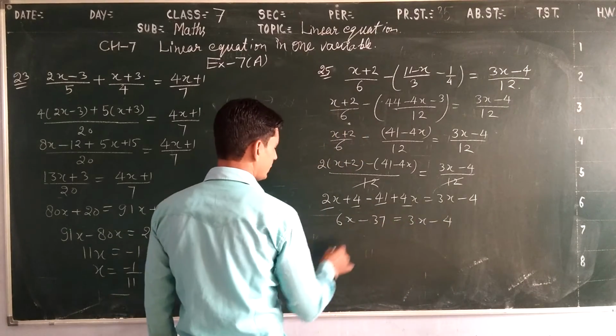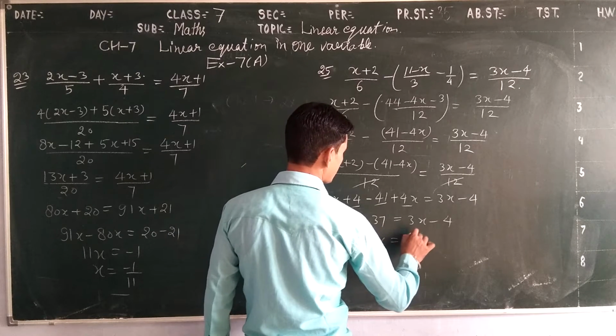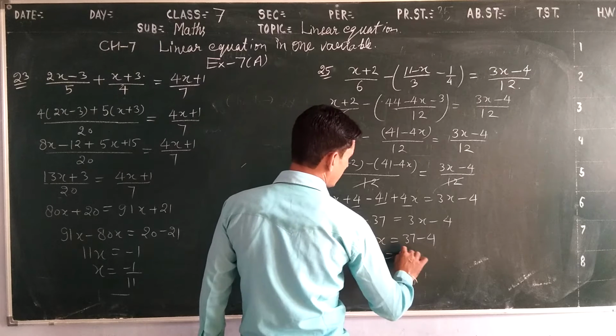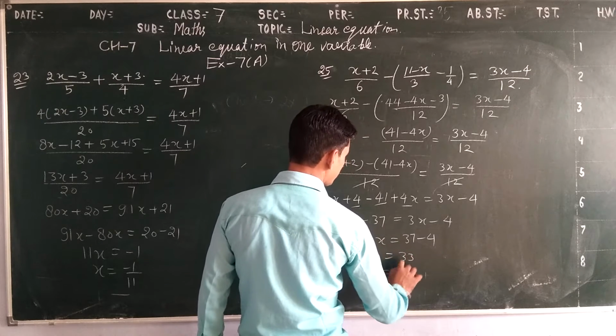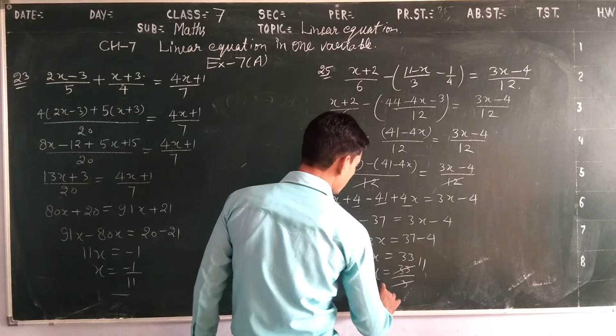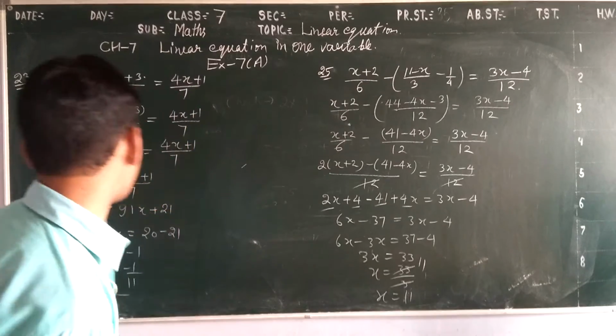Arrange the same terms. So 6x minus 3x equals 37 minus 4. So 3x equals just 33, means the value of x equals 33 upon 3. 3 11s are 33. So the value of x equals 11. After this, let's check, beta.